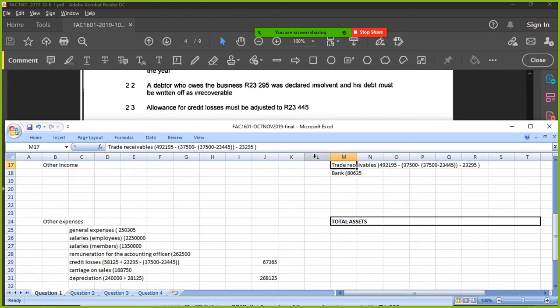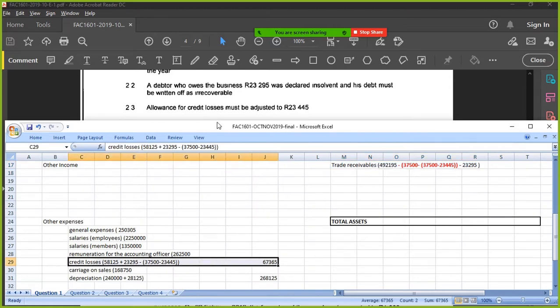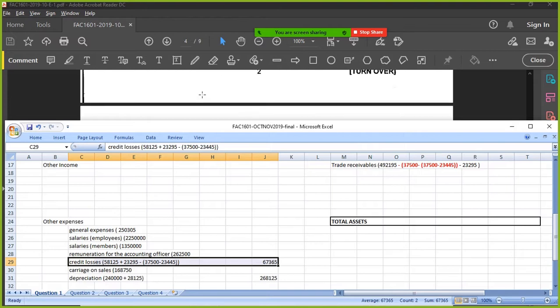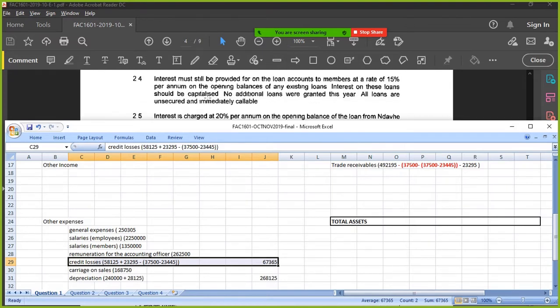All right, so that allowance, this is the allowance. Okay, if I work out this, I should get negative 23, which I do, negative 234545, that's correct. Okay, good. So that adjustment is correct. Okay, so I've updated my credit losses and I've updated my allowance. Perfect. Next. Okay, interest must still be provided for on the loan.